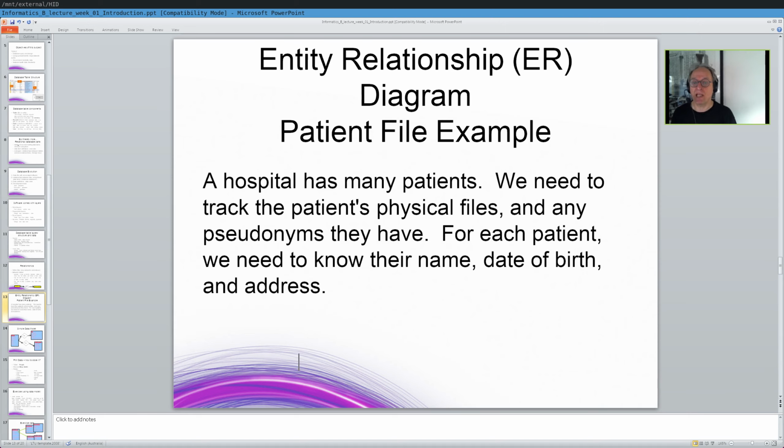A hospital has many patients. We need to track the patient's physical files and any pseudonyms they have. For each patient, we need to know their name, date of birth, and address. So I am going to give you so many of these scenarios. You're going to get really good at turning these scenarios into entity relationship diagrams. It will be on the exam. So how does it work?